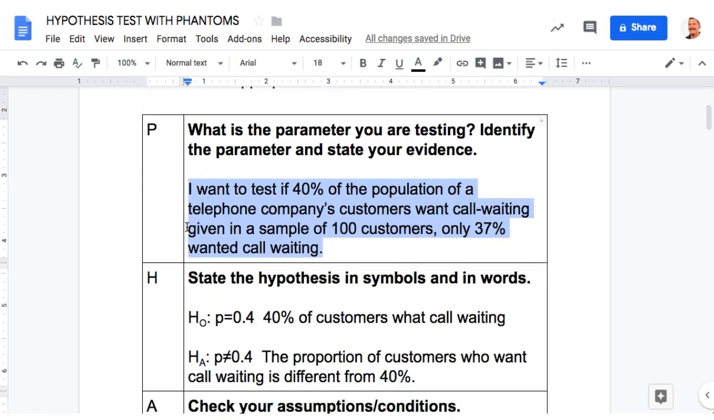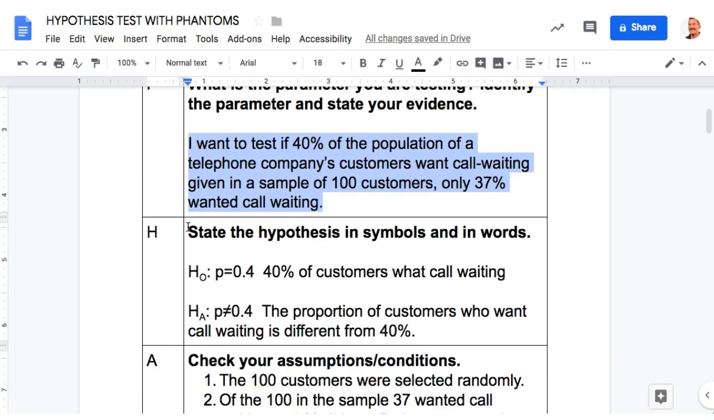The H in PHANTOMS means state your hypotheses. You used to state them in symbols and in words. Honestly, oftentimes on the AP test, they give you the hypotheses, and so you don't even need to state this. You have to state it for me this week, so be ready.